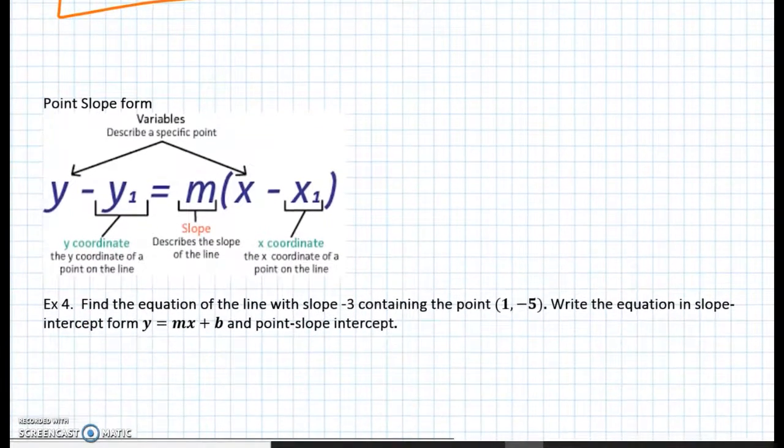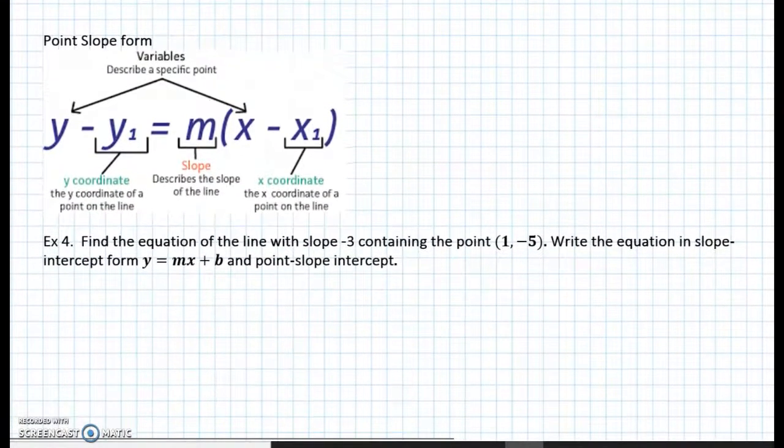So the new format that we have is point-slope form. So that's going to be this one, y minus y1 equals m parentheses x minus x1, where your coordinates are the x1 and the y1. So usually they're going to give you some coordinate, which is a point, and the slope, which is your m. And then the ones that you never plug in is your y and your x. You always leave those as y and x.